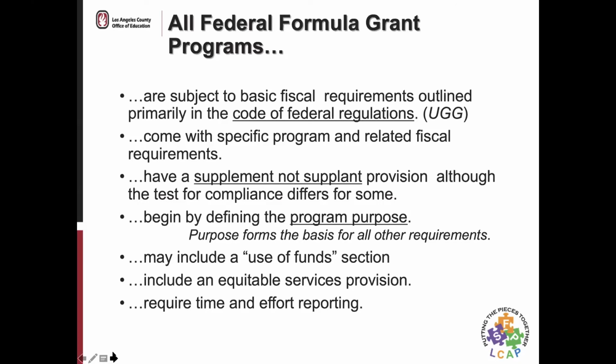Like that's where it says you can't buy alcohol with federal money. Okay, some of those are pretty basic, but that's where it says that. No particular program says that. But then you go to Title II and it has specific requirements. Title I has specific requirements. So beginning with the program purpose will help you form the basis for all the program requirements. And again, some programs include a use of funds section, and they'll actually say what are allowable uses of funds. And those are usually kind of broad, and you have to look a little bit deeper.